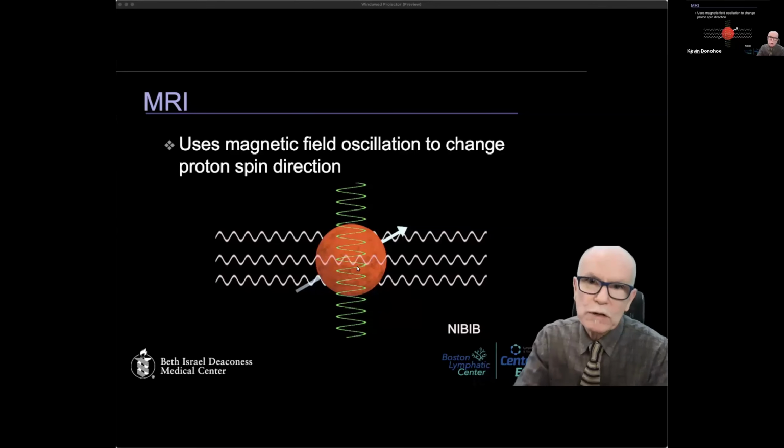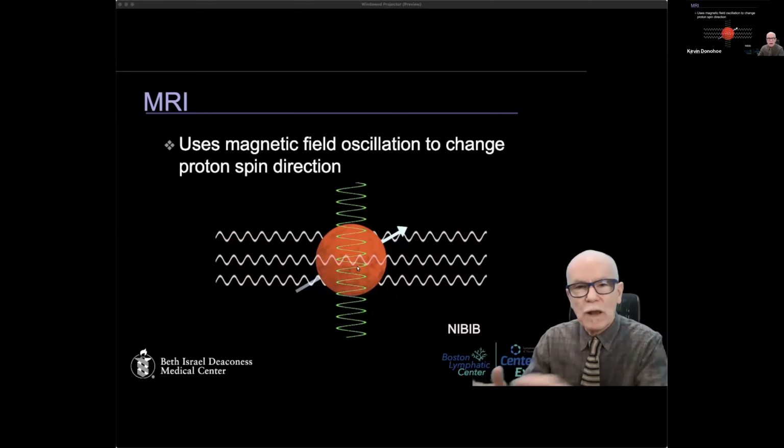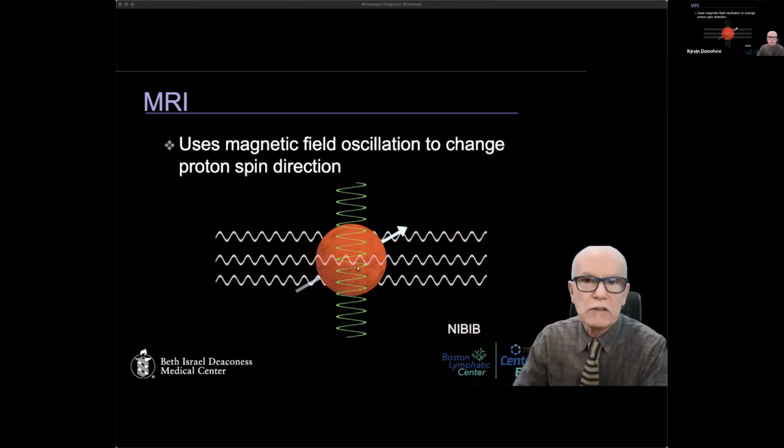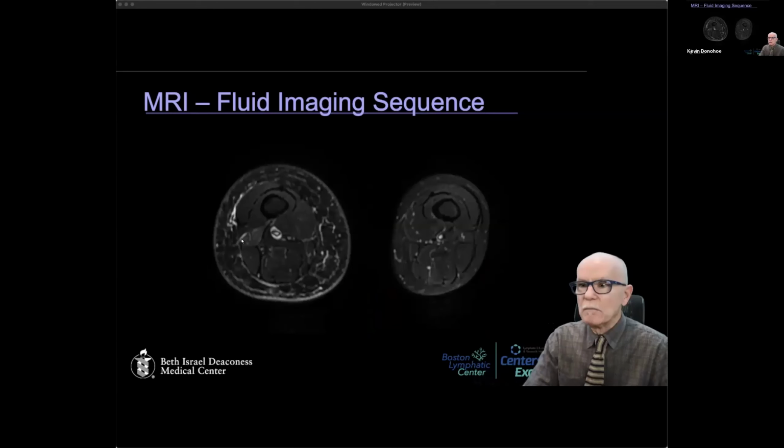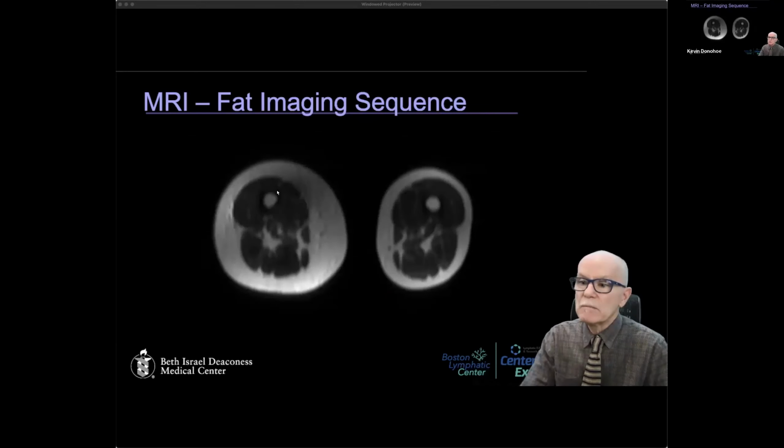And then you put in a radio pulse, and they get to relax. And what the MRI does is it senses that relaxation of the protons, and it gets the energy that's coming out of the body, and you get really nice images. You can change the sequence of imaging, so you're looking at different parts of tissue. This is a fluid sequence where you can see the white is fluid in the tissues, or then you can get a fat imaging sequence on the same person, and now you can see all the fat there, and we can look to see how much fat is there, how much fluid is there.